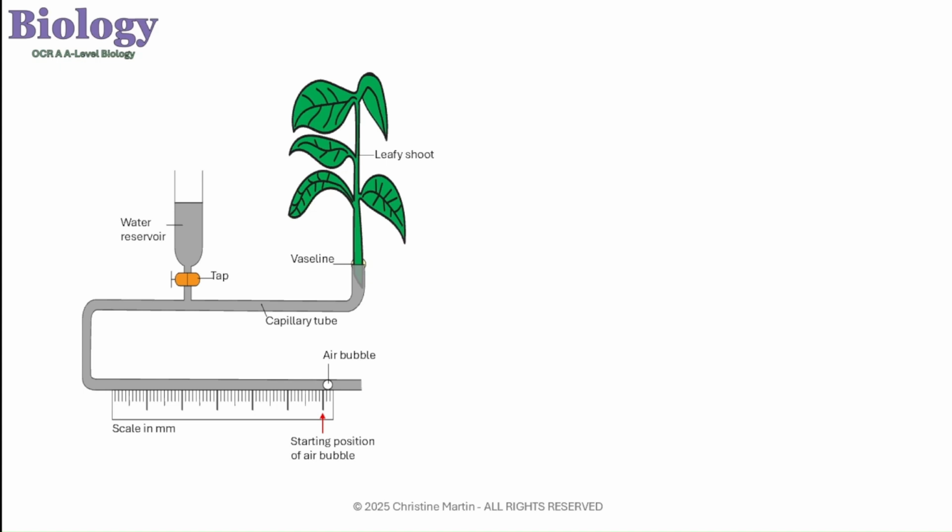Now we can estimate the rate of transpiration using a potometer. A potometer measures the water uptake by a plant by measuring the distance moved by an air bubble along a scale over a specified time.